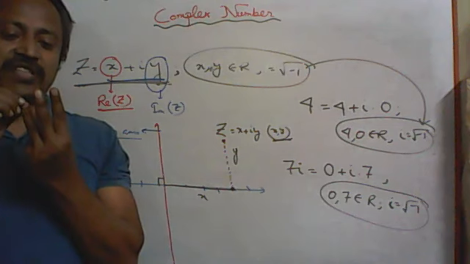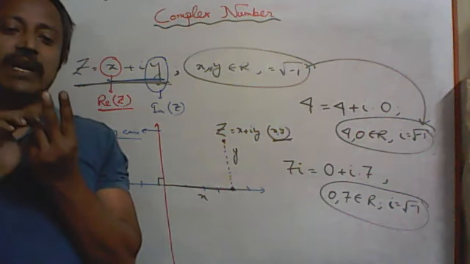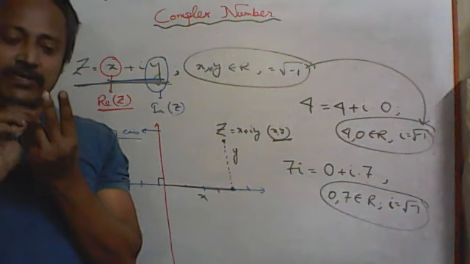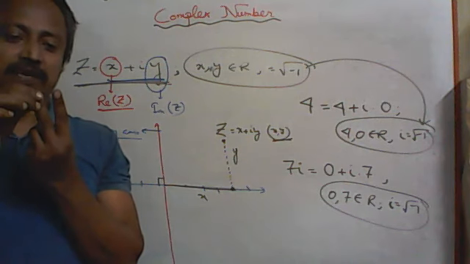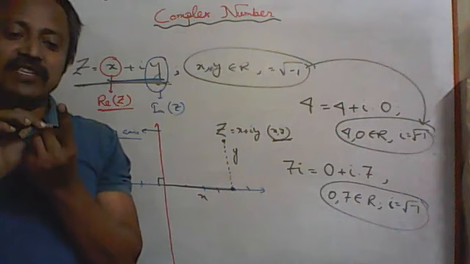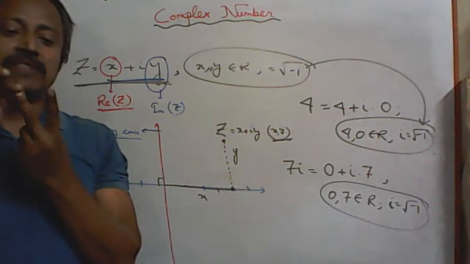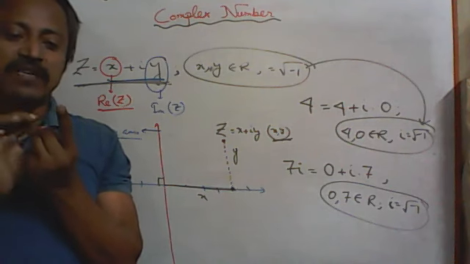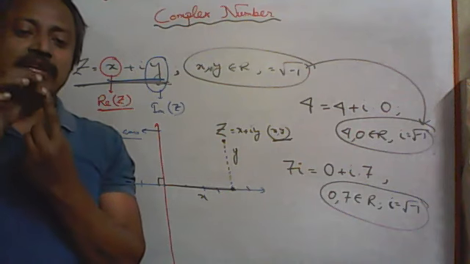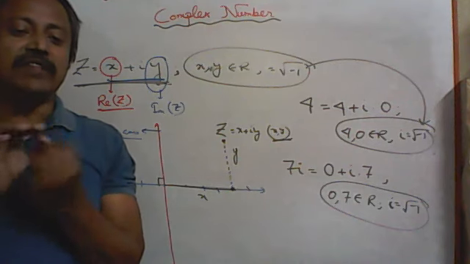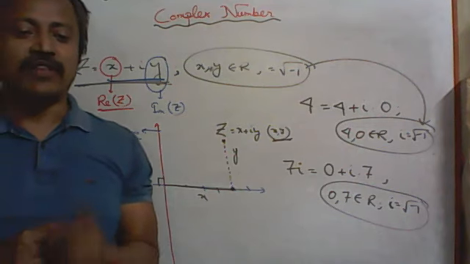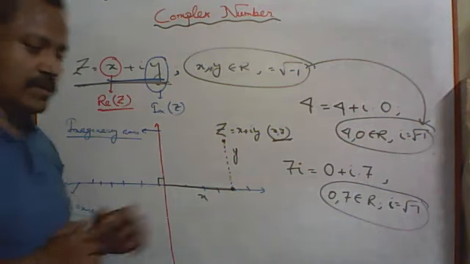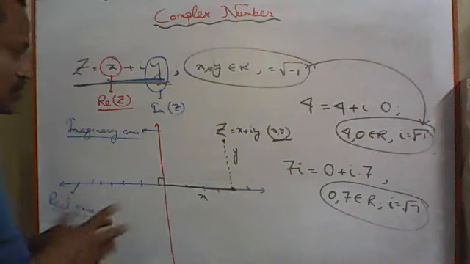One, general complex number, where both the parts are non-zero. Second, purely real complex number, where the imaginary part is 0. And purely imaginary complex number, where the real part is 0. Good.